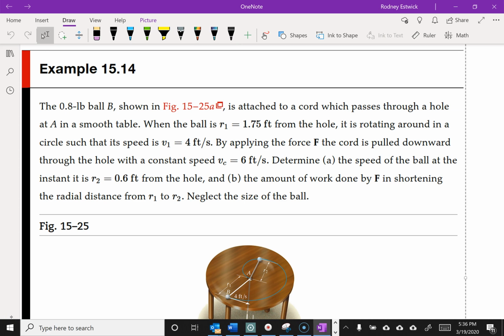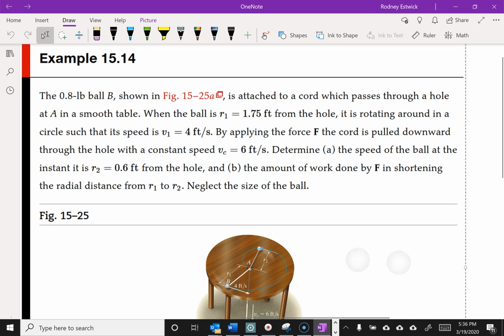All right, here's example 15.14 out of Hibbler, and we're going to walk through this problem as an example of angular momentum, and there's also a work piece of this.